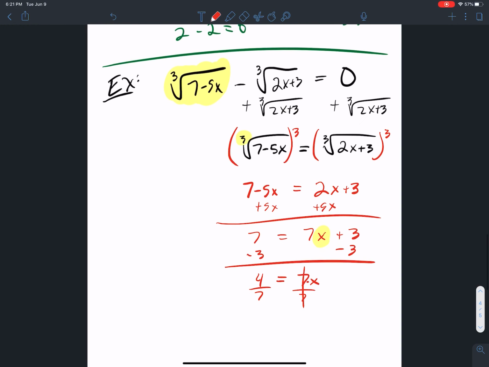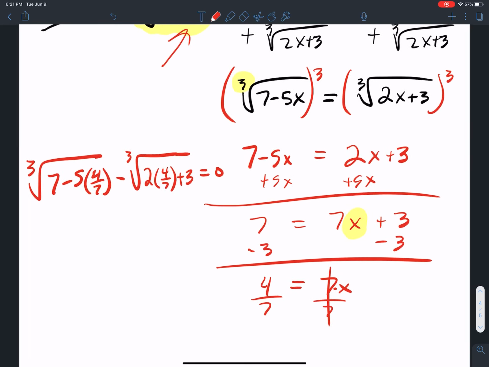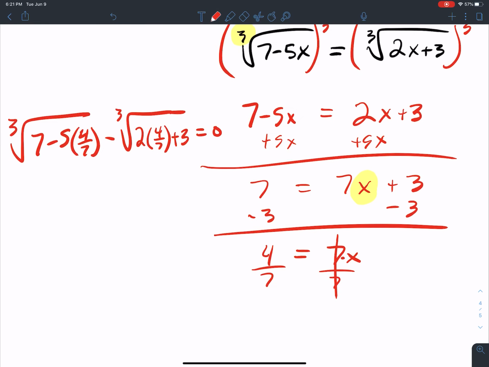If I plug that into my original equation, the cube root of 7 minus 5 times 4/7, minus the cube root of 2 times 4/7 plus 3, is that equal to 0? That's the question, right? Well, goodness, what is that going to be? We've got 7 minus 20 over 7 in there, and then 8 over 7 plus 3. Goodness gracious, hopefully those are the same number.